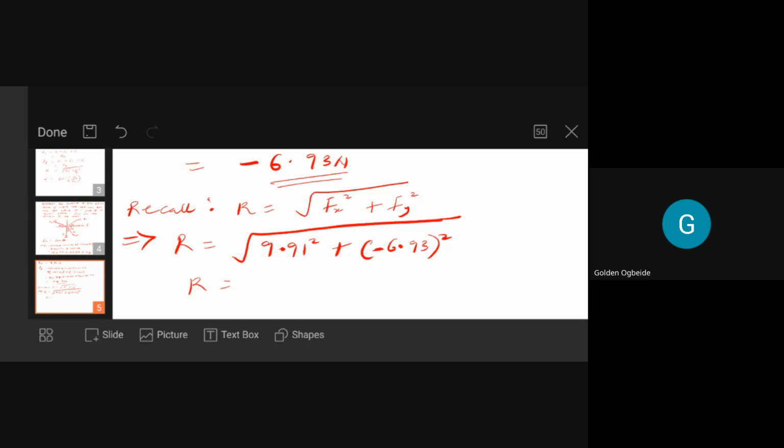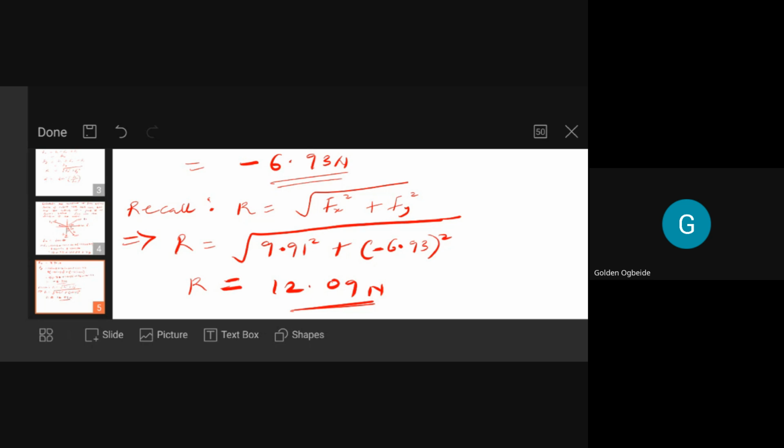Please, what's the answer? Say that again, I didn't hear you. 12.09. So our resultant force is equal to 12.09 Newton. That's the value of our R, 12.09 Newton. I found the resultant force. The next thing I'm going to do is to find the direction.